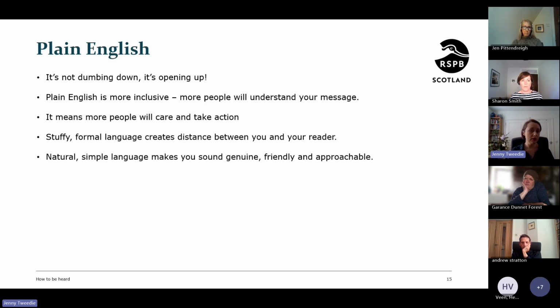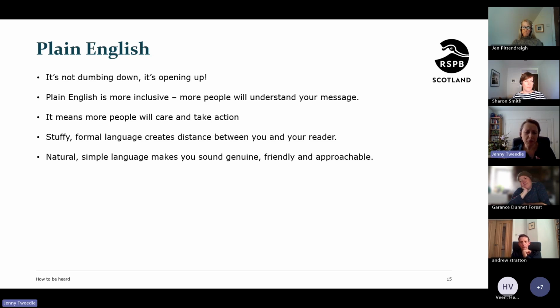And that means that they're more likely to take the action that you want them to take. So that might be joining in an event, or joining your organization, or taking some sort of action for nature or for the woodlands that you're working towards. So, it's just the reason why it's a good thing to do.